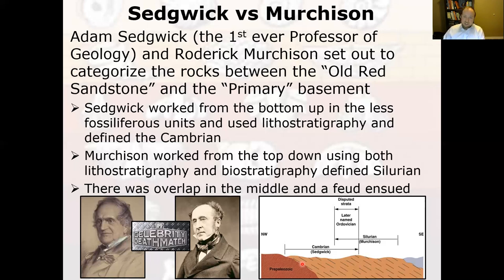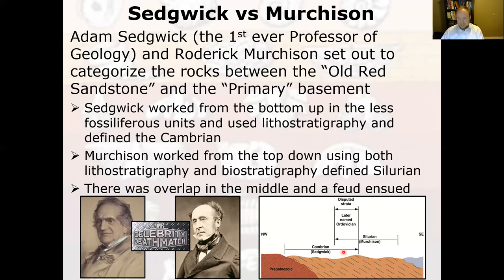So Murchison, working from the top down, he was using lithostratigraphy too, but he was also using the fossil content, because in those Silurian rocks, there are more fossils, so he had the luxury of being able to use both. At the end, when they started comparing their work, they found out that, oh crap, there's a substantial overlap here. Things that Murchison called the Silurian, Sedgwick called the Cambrian. And there was just this massive decades-long feud. It was like a four-decade-long dispute, and every geologist in England kind of picked a side. And basically, it just went on and on, and it wasn't settled until they both died.